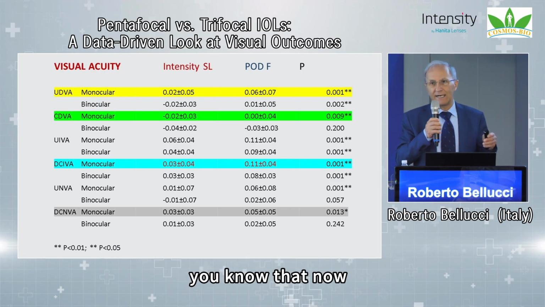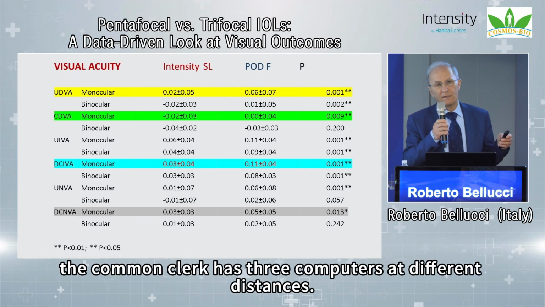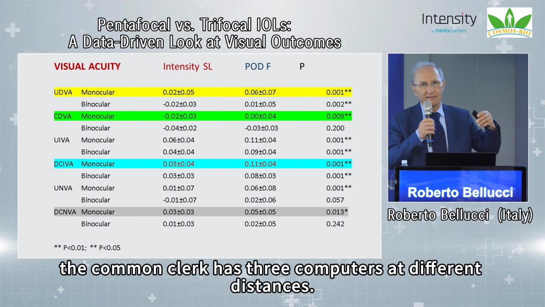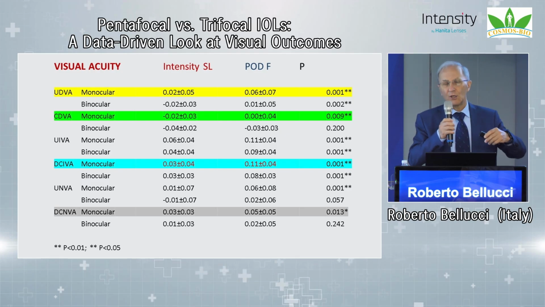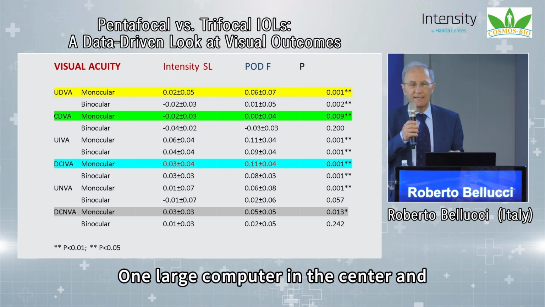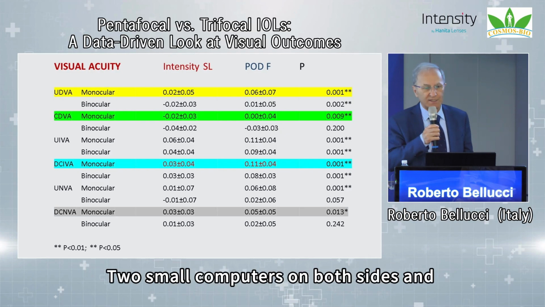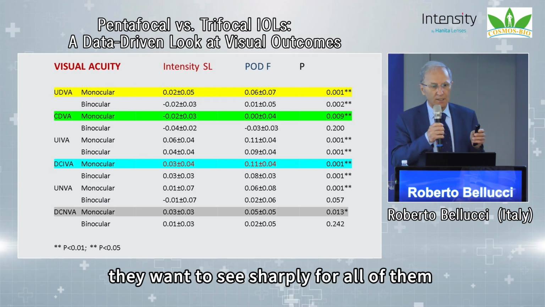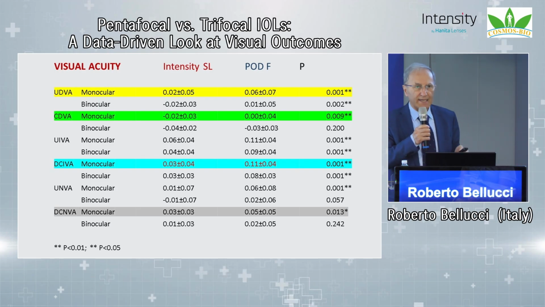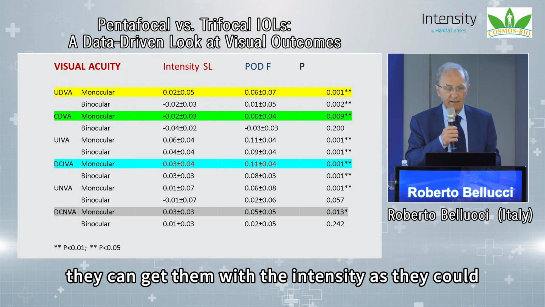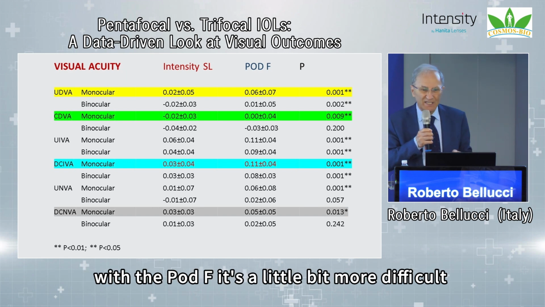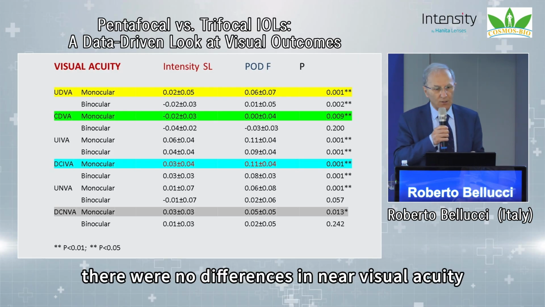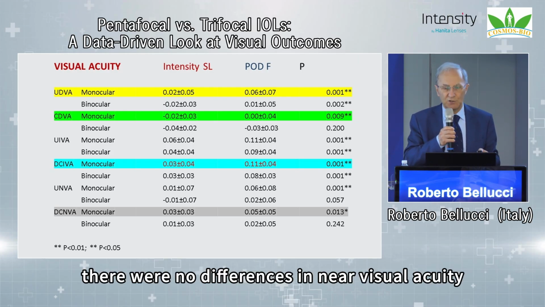You know that now the common clerk has 3 computers at different distances, one large computer in the center and 2 small computers on both sides, and they want to see sharply all of them. They can't get that with the Intensity they could. With the PODEF, it's a little bit more difficult. And there were no differences in near visual acuity.